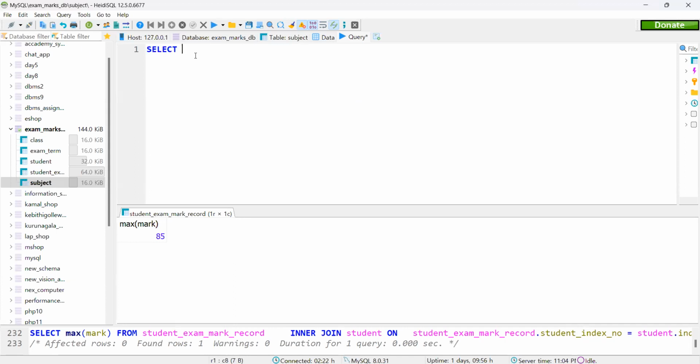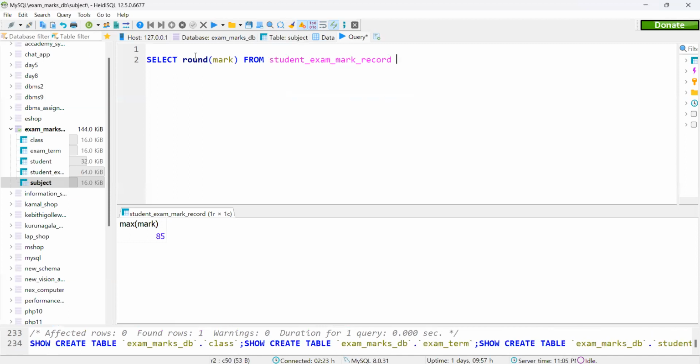Select mark. Then to convert to integer, we put a round function and say round mark from our student mark record. Let's see again.